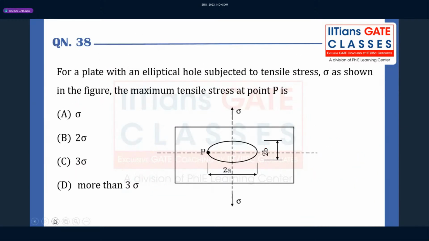Now, one more question belonging to dynamic loading. A plate with an elliptical hole is being subjected to tensile stress, as you can see, where the tensile stress is sigma, and they are asking what is the maximum tensile stress at a point P.